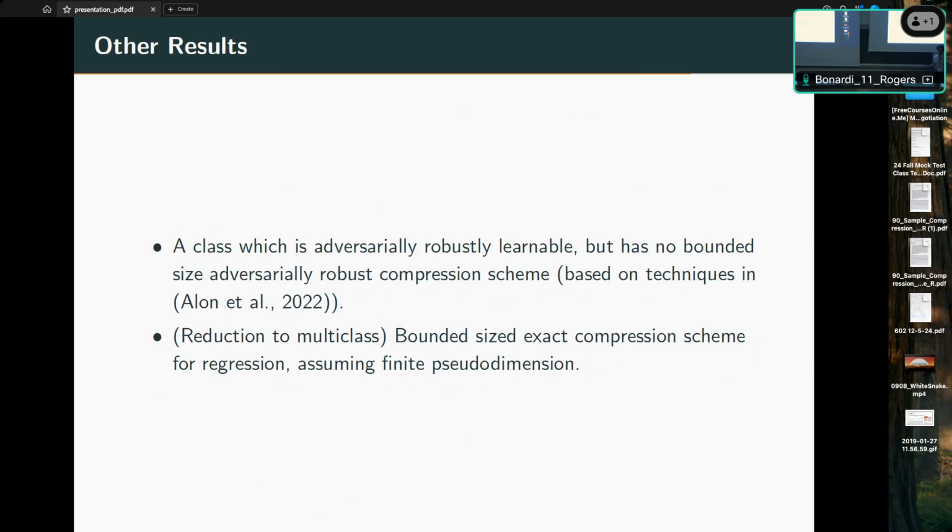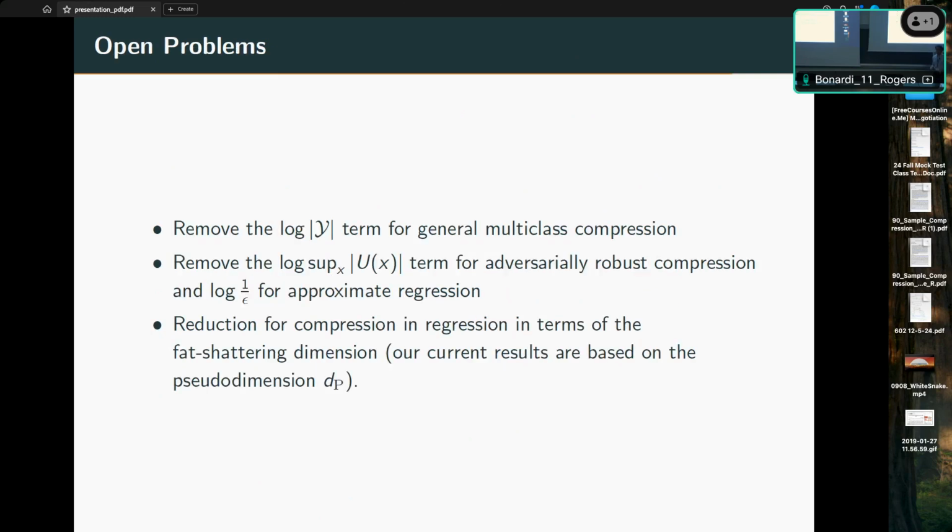Feel free to take a look at our paper, but we also show a class which is adversarially robustly learnable, but has no bounded size compression scheme. It's based on the techniques in a paper about the theory of partial concepts. And then via our reduction to multi-class, we also include a bounded size exact compression scheme for regression, assuming finite pseudo dimension. And these are just some open problems. But yeah, any questions? Thanks.